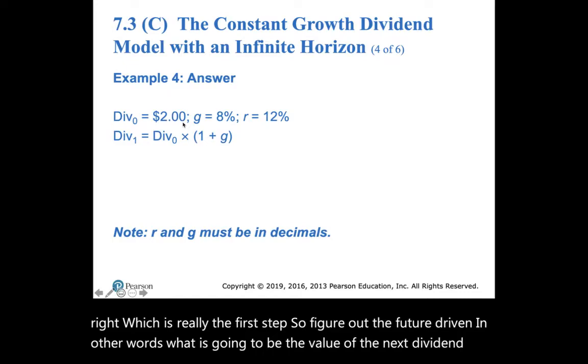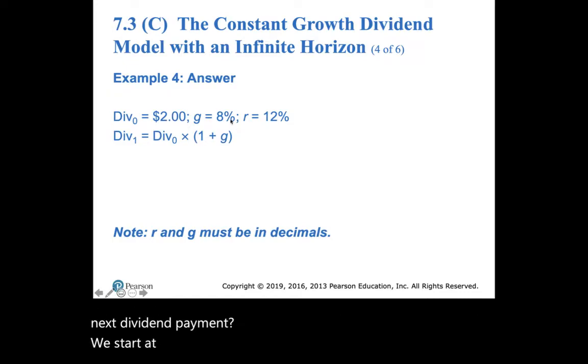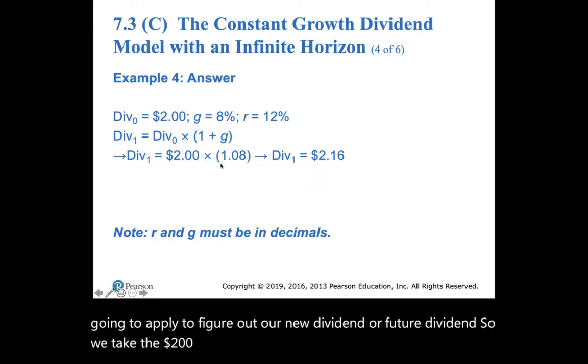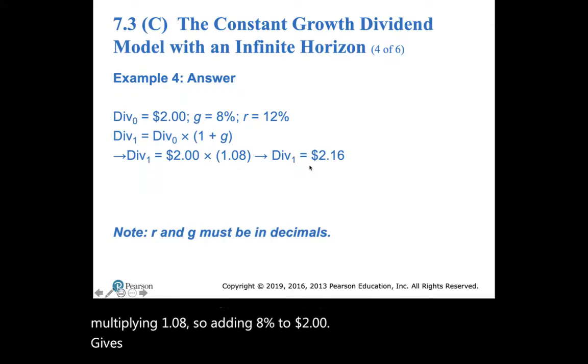So if we start at $2 and we have an 8% increase, that's what we're going to apply to figure out our new or future dividend. We take the $2 and multiply by 1.08. Adding 8% to $2 gives us the next dividend of 2.16.